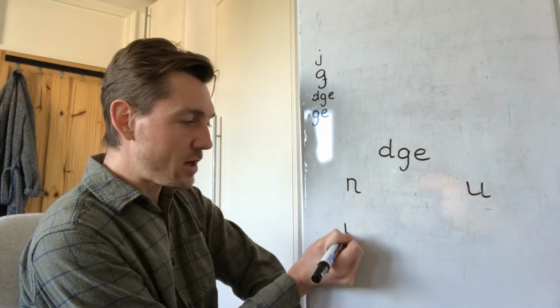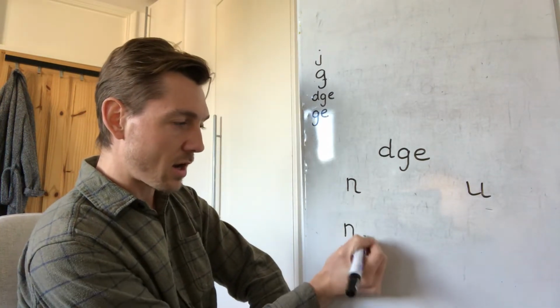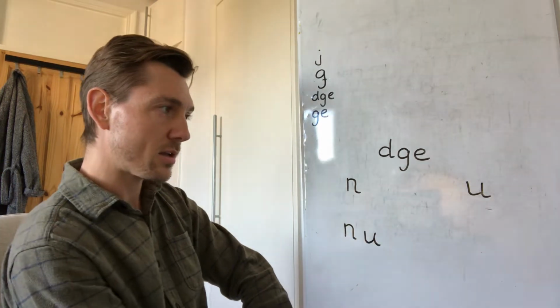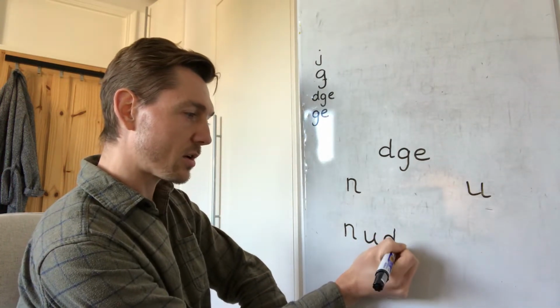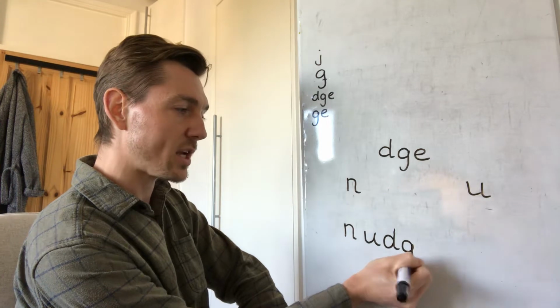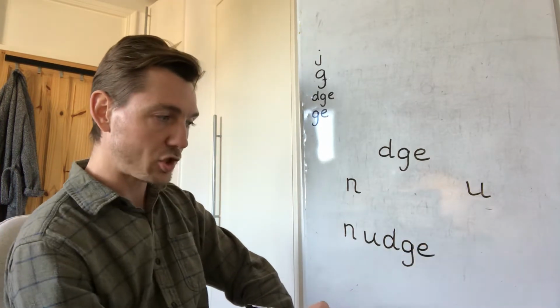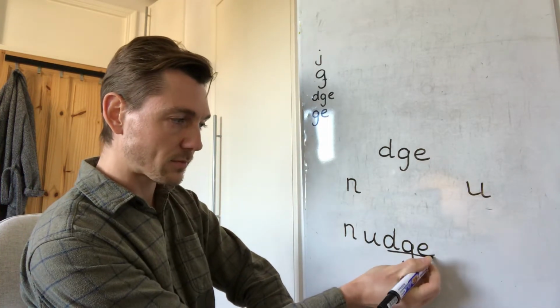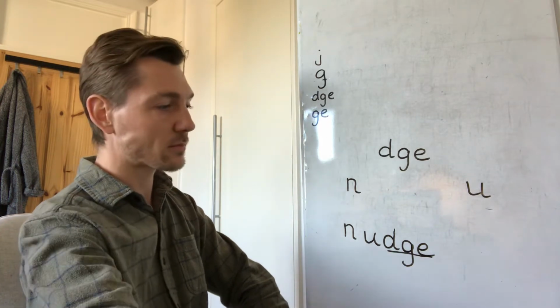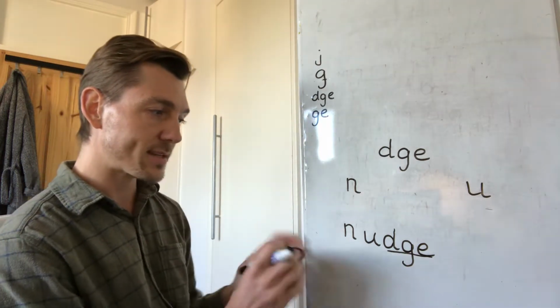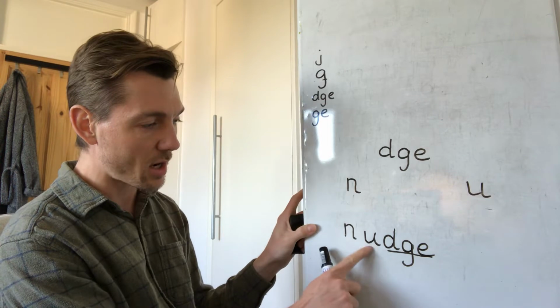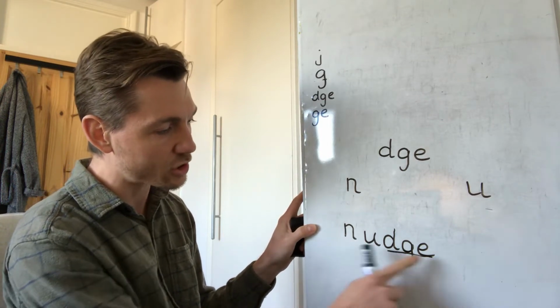So we have j. And this time, of course, it's that DGE spelling of j, in nudge. Say the sounds and read the word nudge. J, nudge.